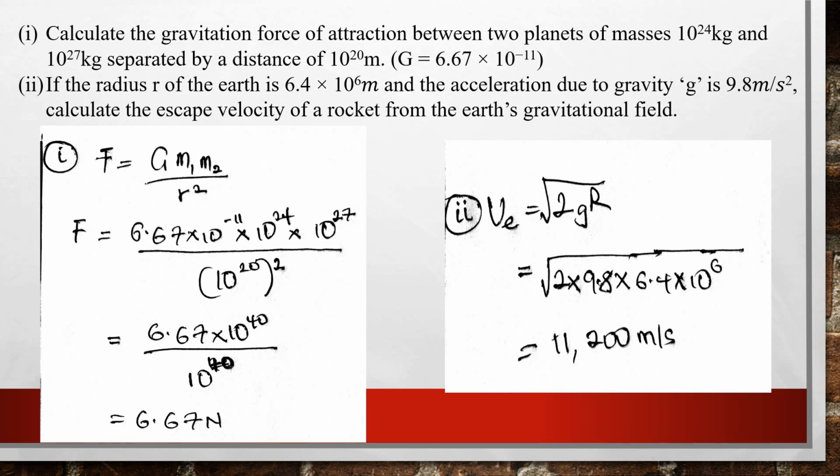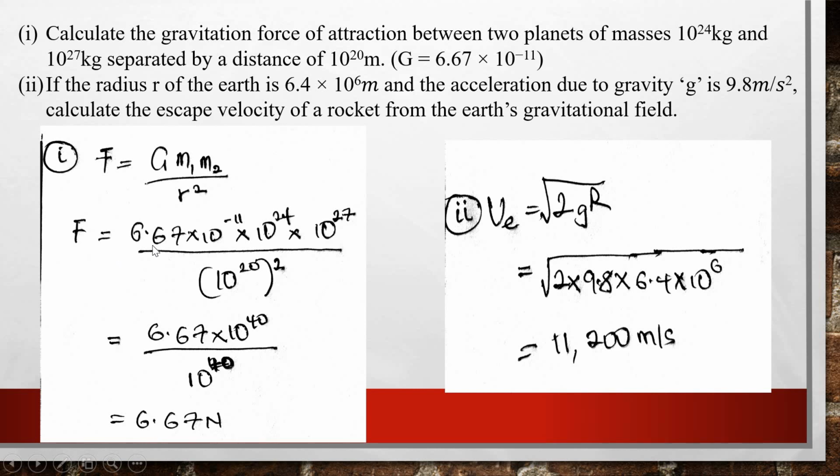The other question says calculate the gravitational force of attraction between two planets of mass this and this, separated by a distance of this. And then the gravitational constant has also been given. So if I were to solve this question, I would apply the formula from Newton's law of universal gravitation. According to this formula, the force that exists between two masses, F, is given by G m1 m2 over r squared.